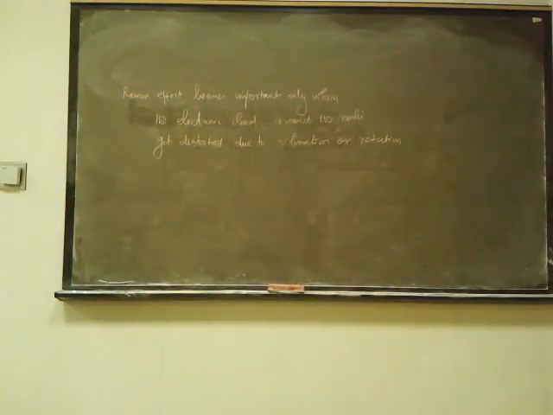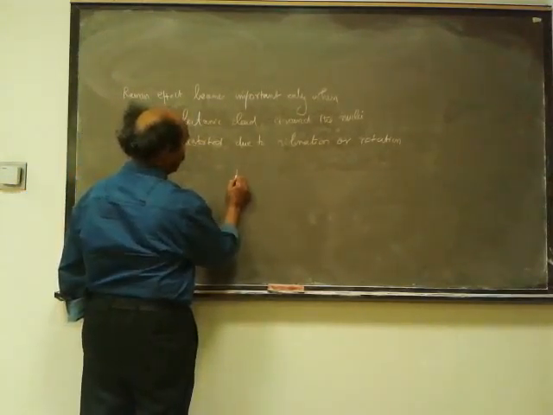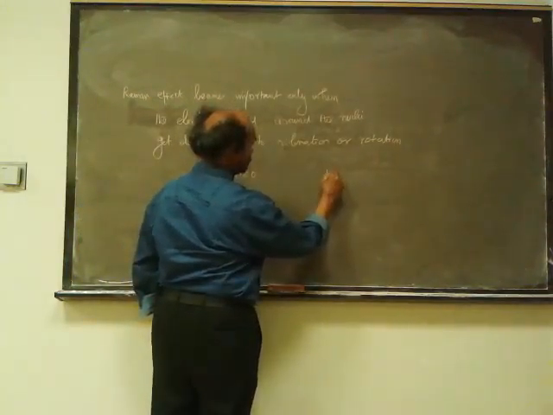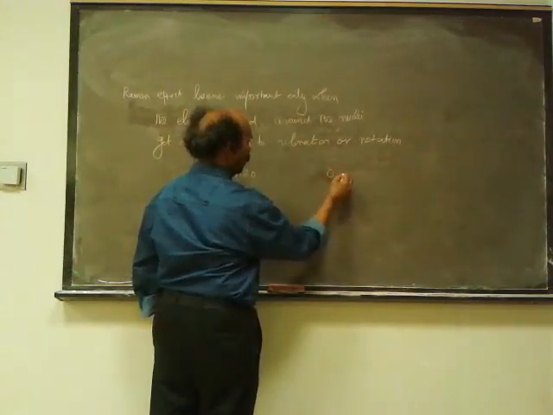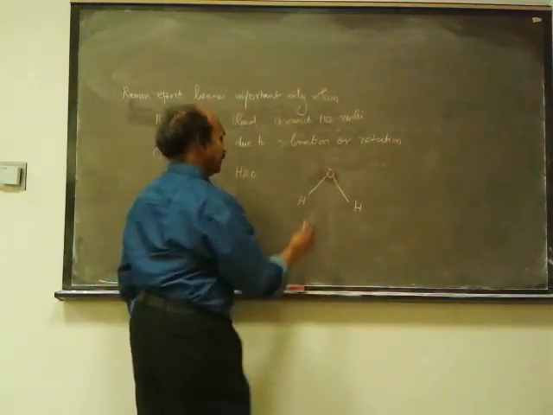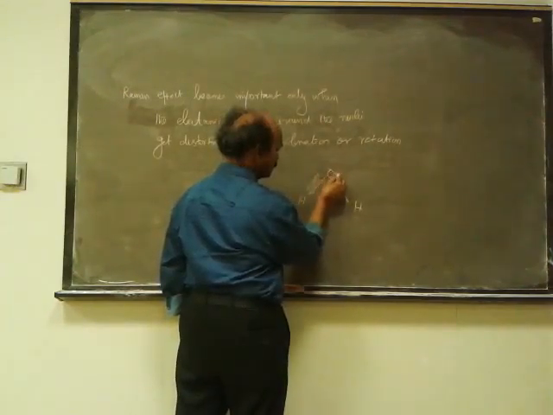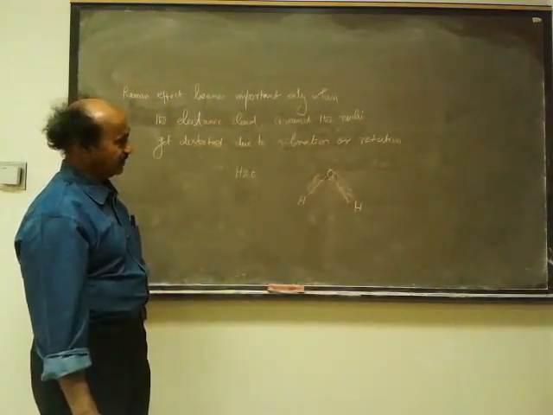Vibration or rotation. It is very easy to visualize when it is in rotation. So let us take the example of H2O. H2O has this kind of H, O, H, H. Then you see that the charge cloud will be like this.